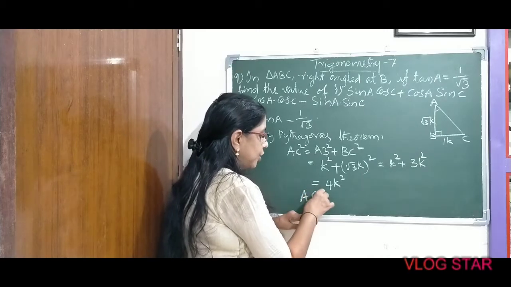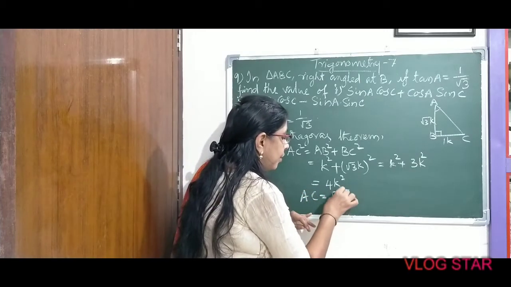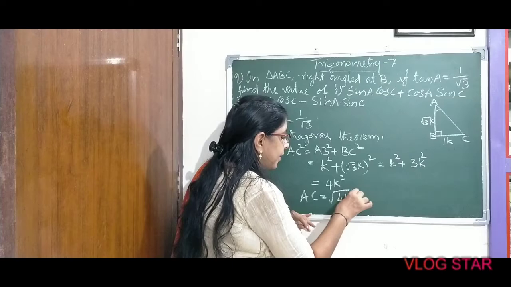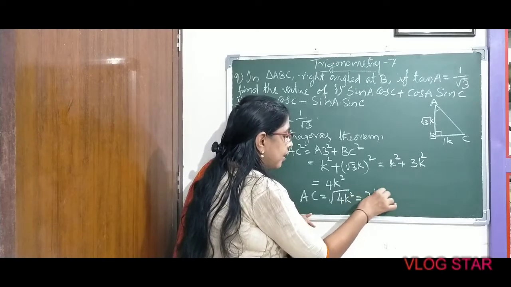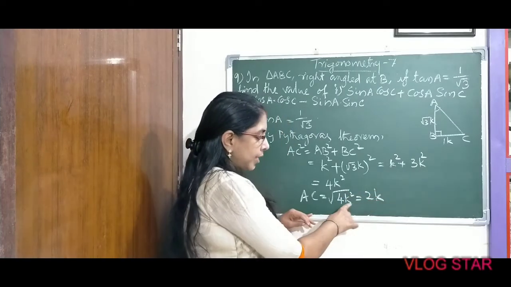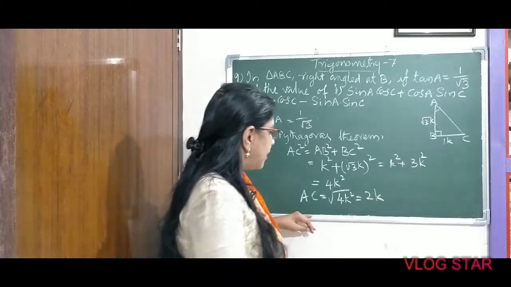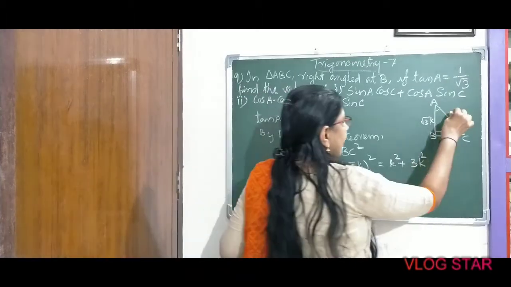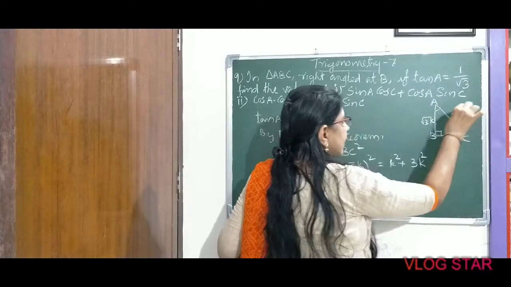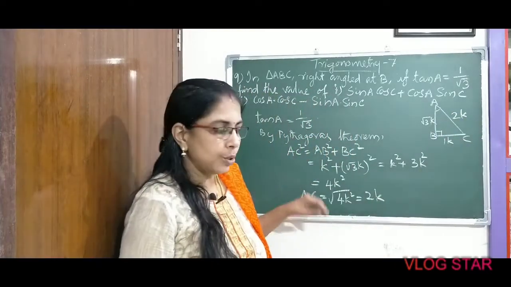Find AC. AC is equal to square root of 4k square. It is equal to 2k. Square root of 4 is 2 and square root of k square is k. Therefore, we get AC is equal to 2k. Write it over here: AC is equal to 2k.